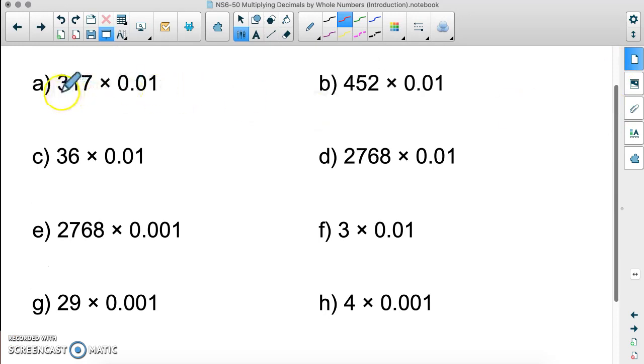We'll do A together. So if I have 317, I'm going to multiply by 0.01. So I'm going to shift this decimal 2 places to the left. So right now it's here. I'm multiplying by hundredths. The 1 is in the hundredths place. So I'm going to move it 2 decimal places to the left. So I'm going to end up with the answer of 3.17. Now here I have my 1 in the hundredths place again, so I'm going to move my decimal place 2 places to the left. So I'm going to end up with 4.52. I want you to give C to H a try on your whiteboards, and then you can resume your screencast and carry on with your lesson.